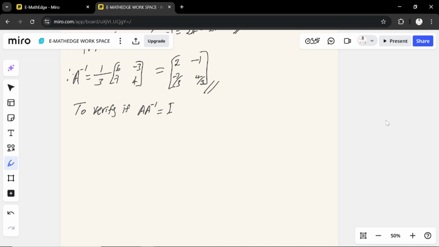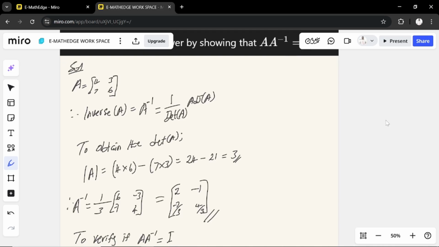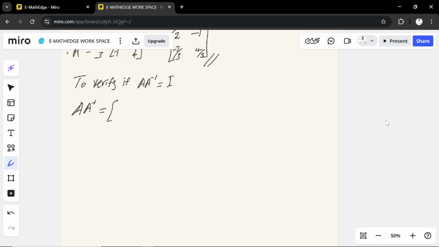So what we are going to do is simple. We multiply the A by the inverse, right? Which we just obtained. And what is matrix A? From the initial question, we can obtain a matrix A, which is 4, 3, 7, and 6. So we have it to be 4, 3, 7, and 6. Multiplying the inverse of the matrix A, which we obtain to be 2, minus 1, minus 7 all over 3 and 4 all over 3.